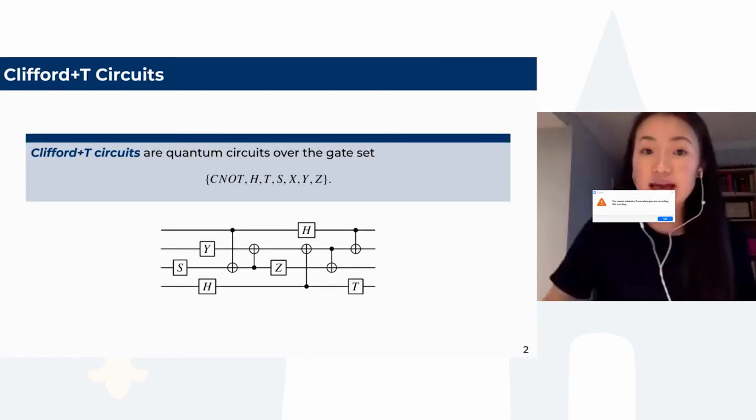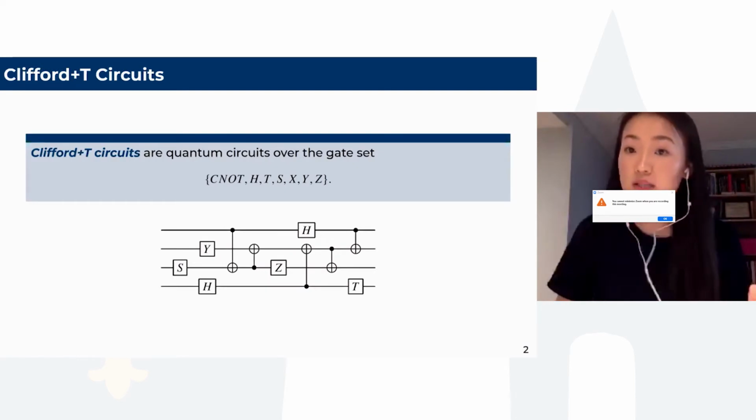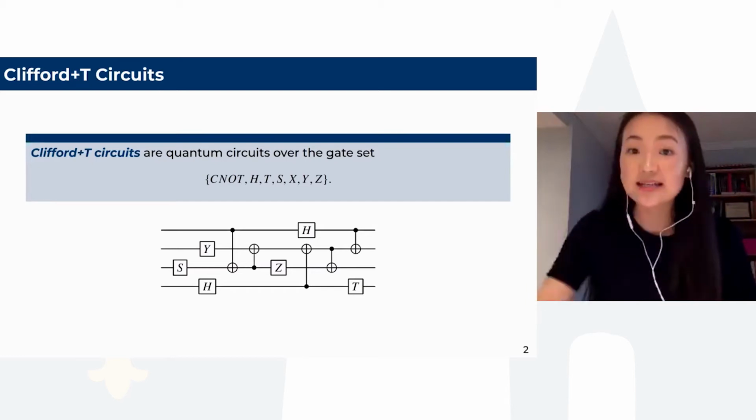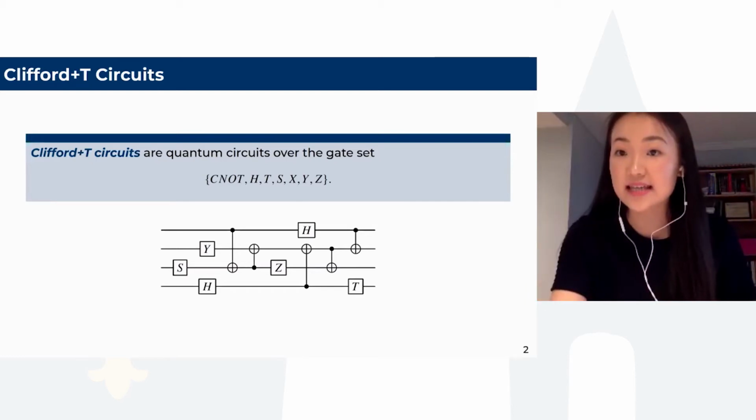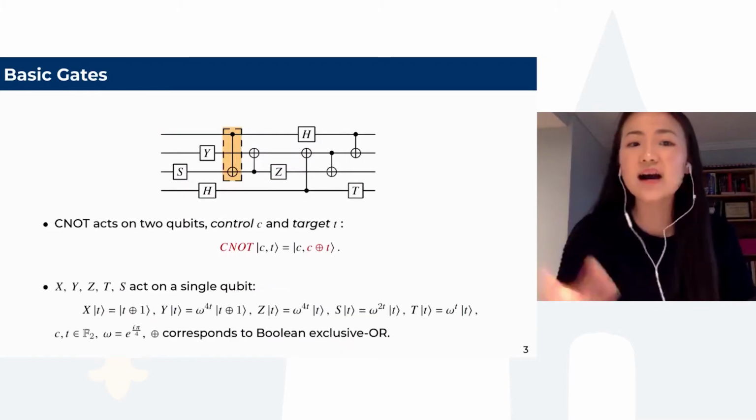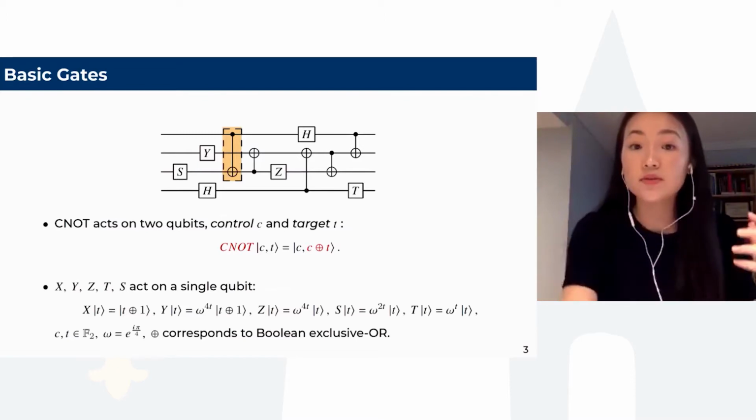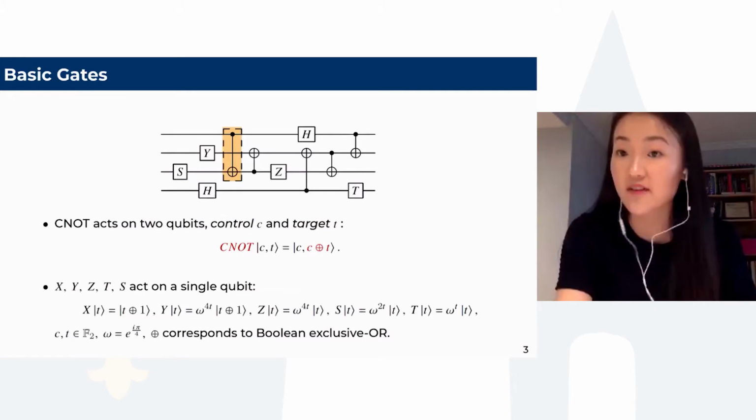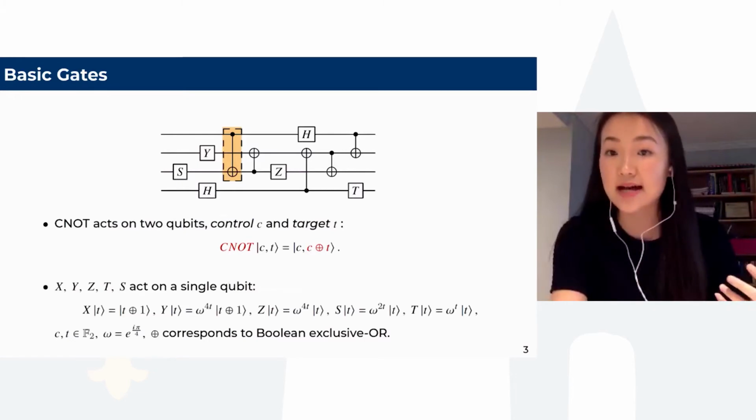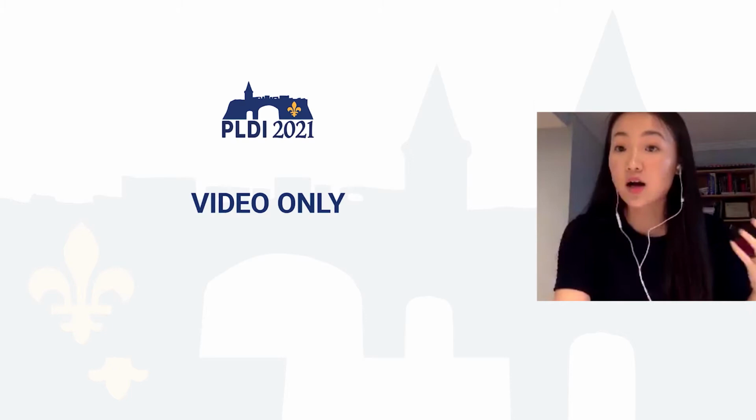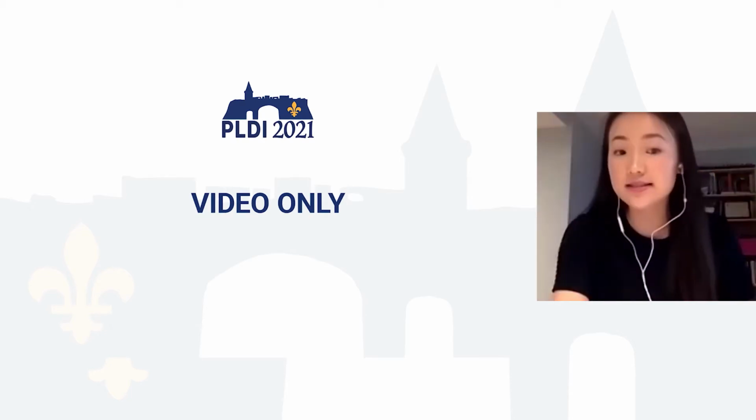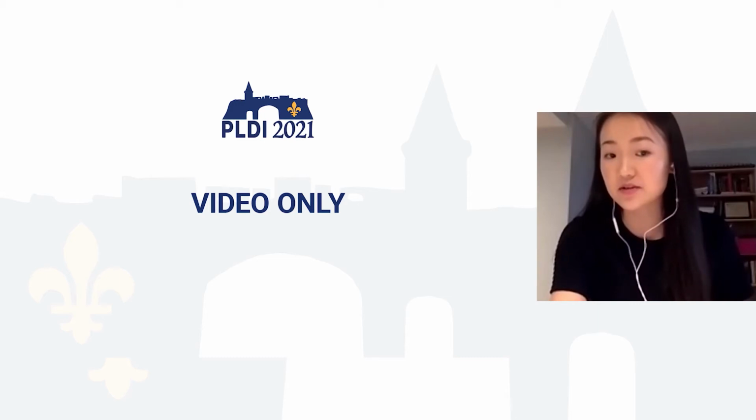As a recap, Clifford T circuits are quantum circuits over the 2-qubit CNOT gate and the Hadamard gate, the phase shift T and S gates, and the Pauli operators NOT, Y and Z gates. For example, when the CNOT gate is acting on a control and a target, when the control is 0, which is not fired, then it is just acting as a wire. And if it is equal to 1, then we'll flip the state of the target bit, as you can see here.